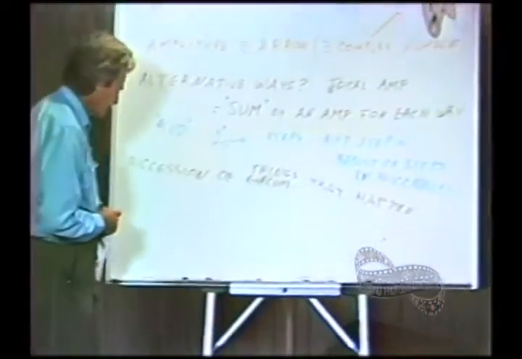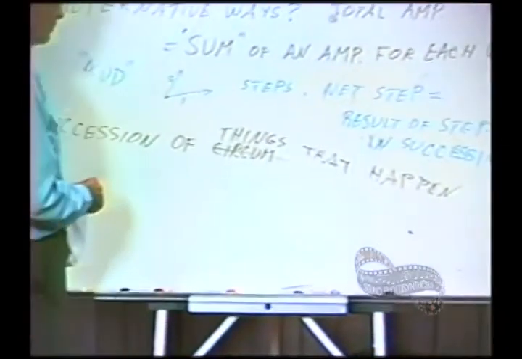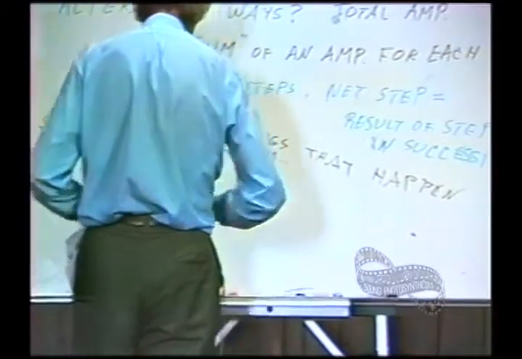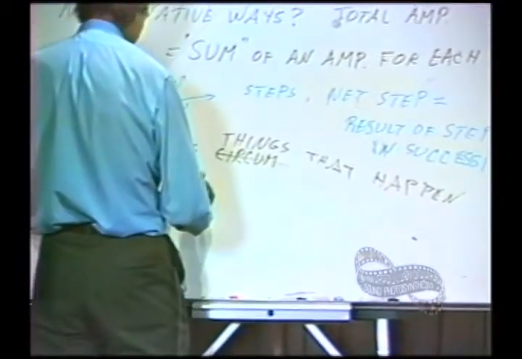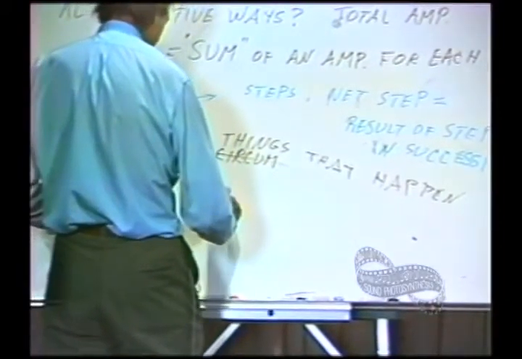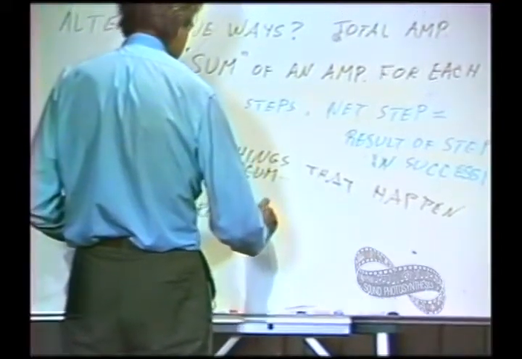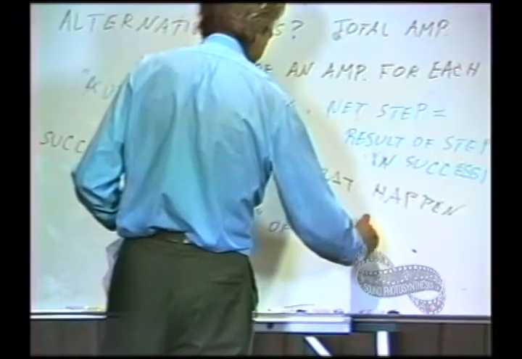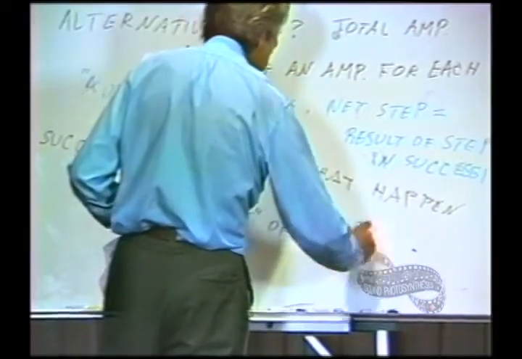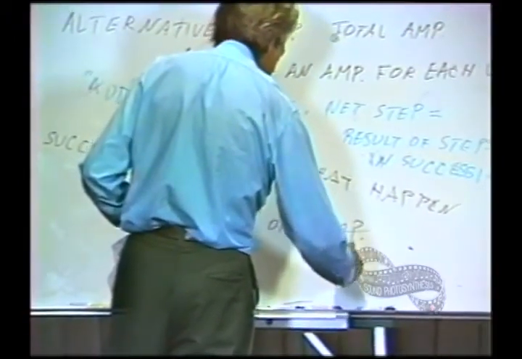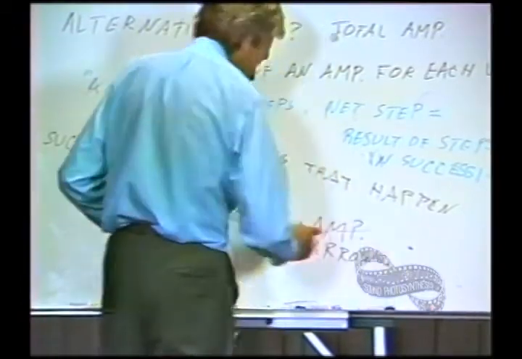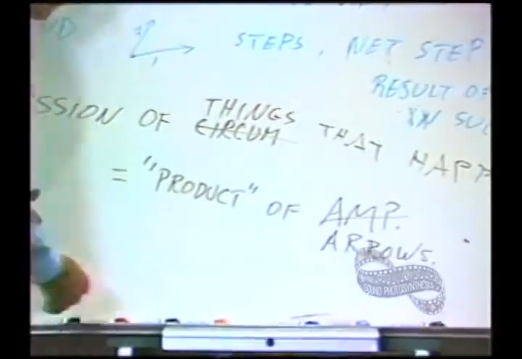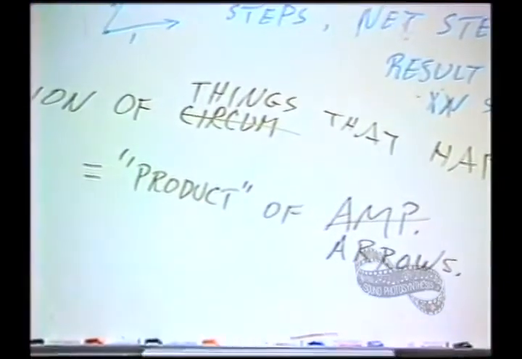If it's a succession of things that can happen, what do we do to get the net amplitude? The answer is, it's equal to what we call the product, or the multiplied, of amplitudes. Now that's a new one. What does that mean? Amplitudes, remember, are arrows. How do you multiply arrows, and what do you mean? I have to define it. I define adding by saying arrows look like steps, and what we do is we add for the successive steps.